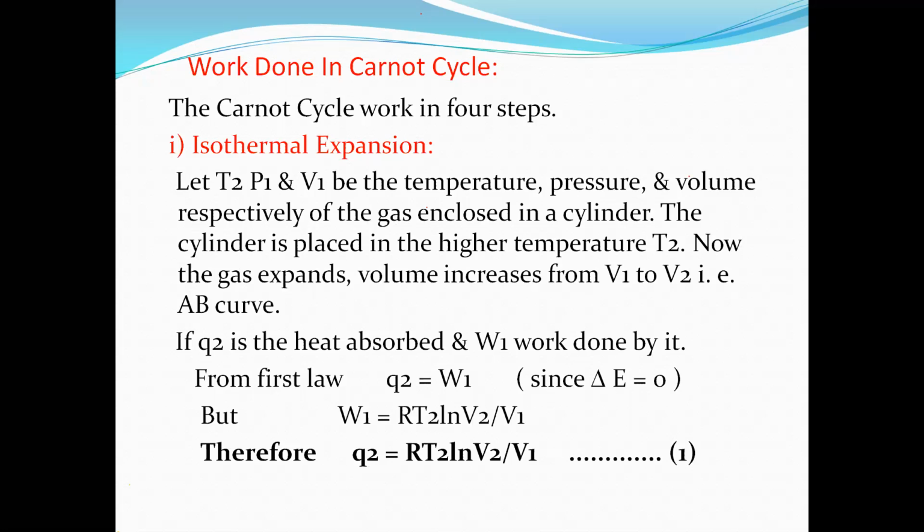And what is the total work done in Carnot cycle? Addition of all these four steps. We have W1, the work done in isothermal expansion, then W2, work done in adiabatic expansion, W3, work done in isothermal compression, and W4, the work done in adiabatic compression. Total work done is obtained by adding all these four, that is W1 plus W2 plus W3 plus W4.